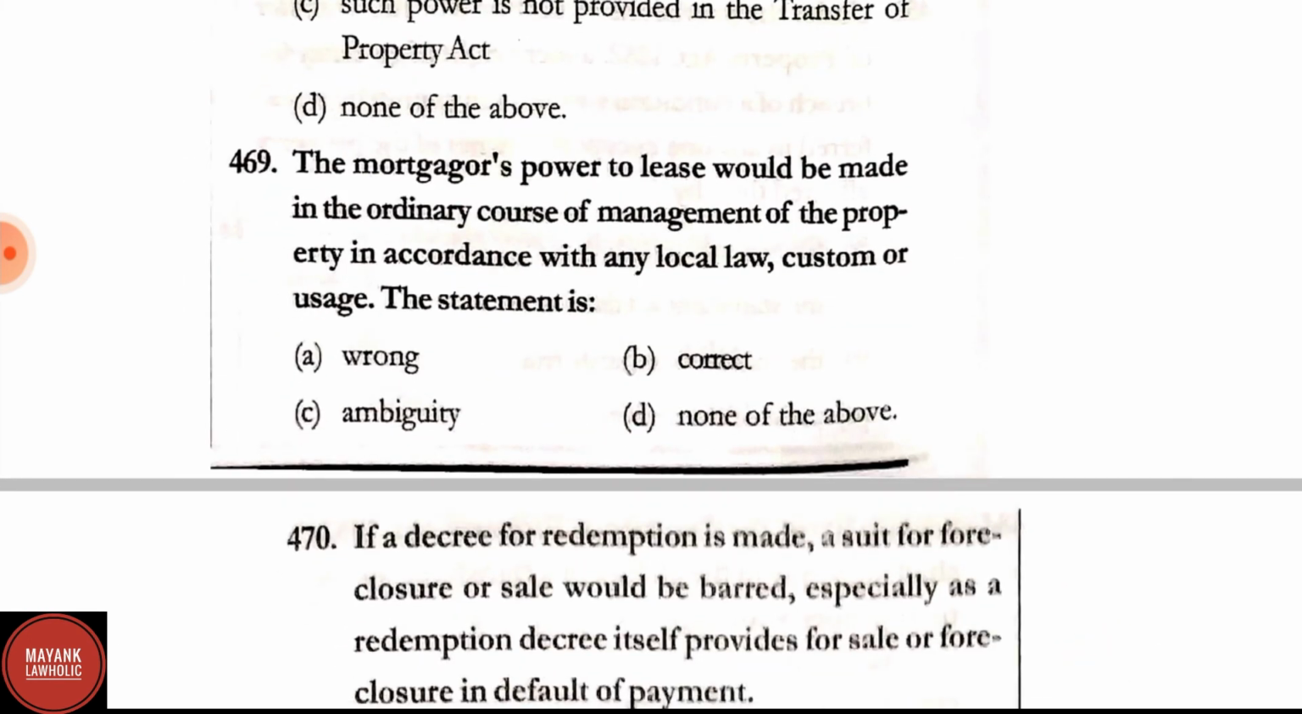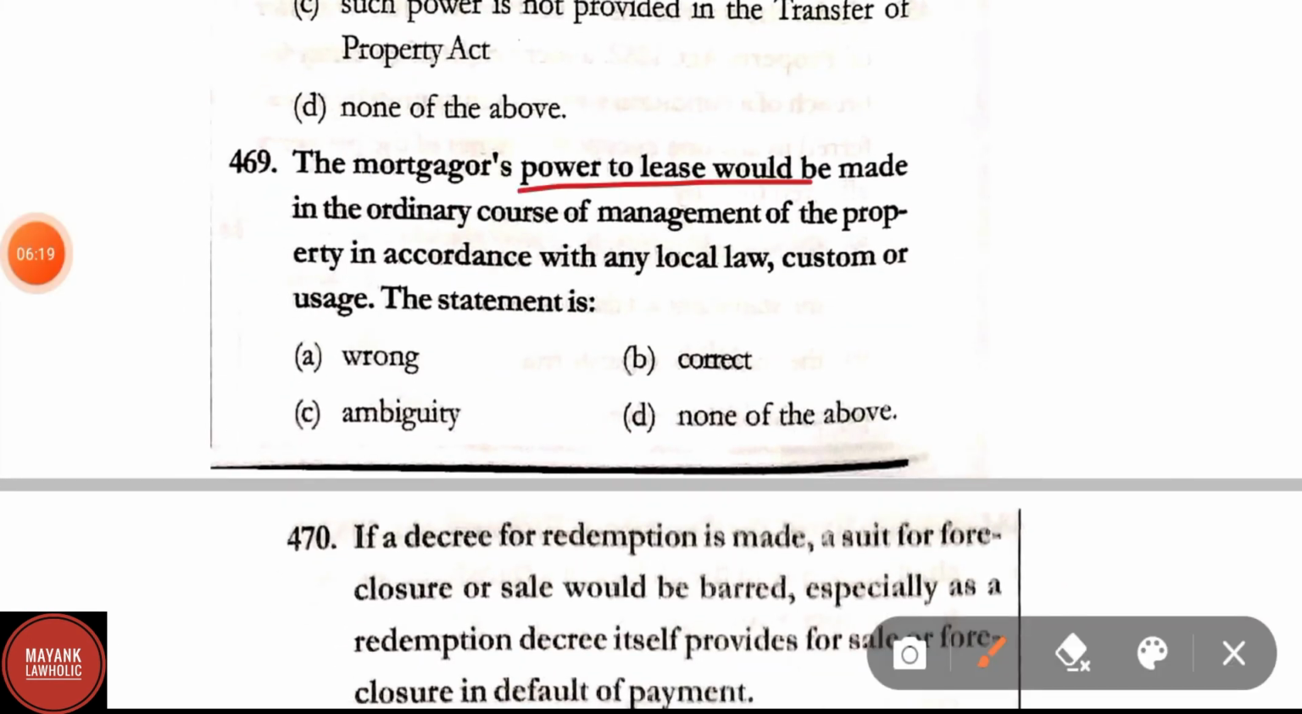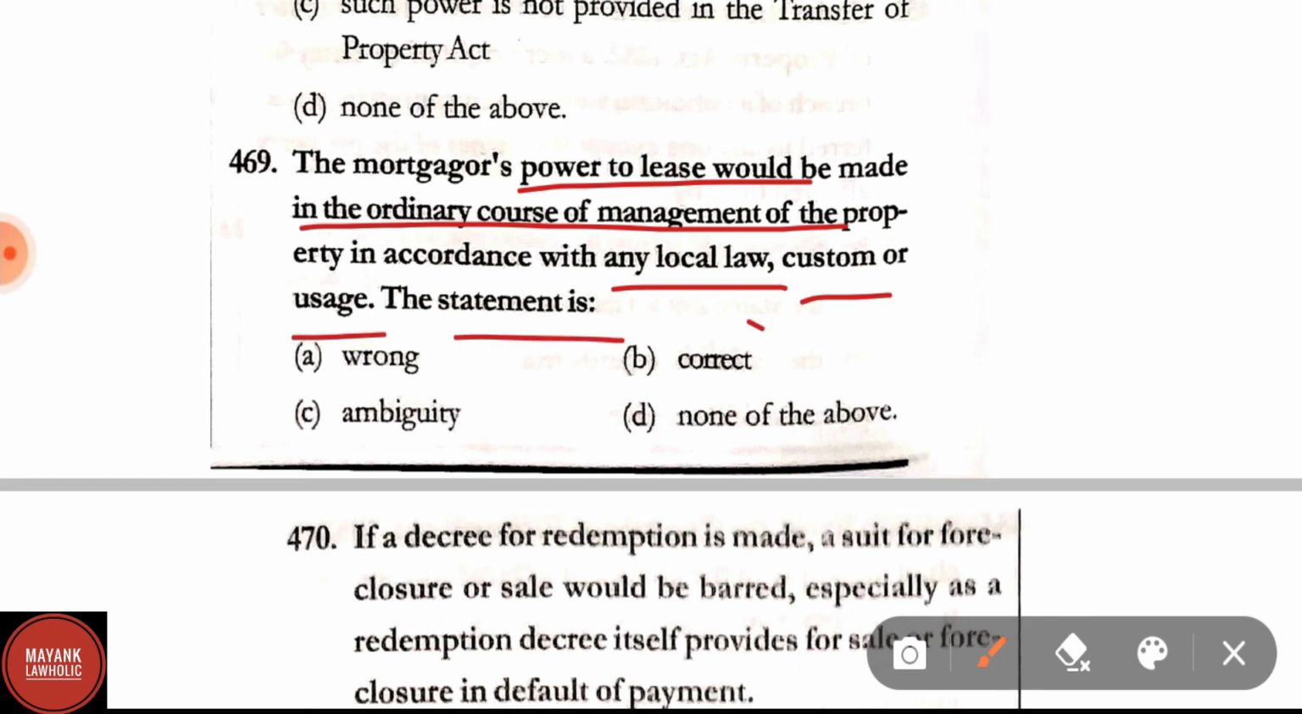Question number 469. The mortgagor's power to lease would be made in the ordinary course of management of the property in accordance with any local law, custom or usage. The statement is correct.